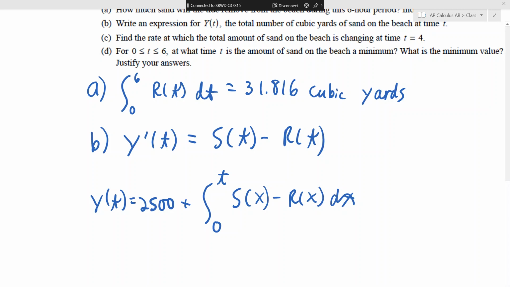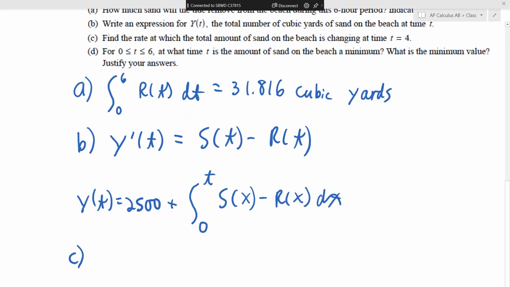Everybody good? That's B. C says, find the rate at which the total amount of sand on the beach is changing at time 4. How do you find out how fast something's changing? We check its what? Its derivative. So we want to know how fast the total amount of sand is changing. Well, the total amount of sand we're calling y of t. Y of t is the total amount of sand, right? Yeah. So the rate of change of it is just y prime of t. And it should also make sense. It's the rate in minus the rate out. So we need y prime at 4, which is really s of 4 minus r of 4. That's it.